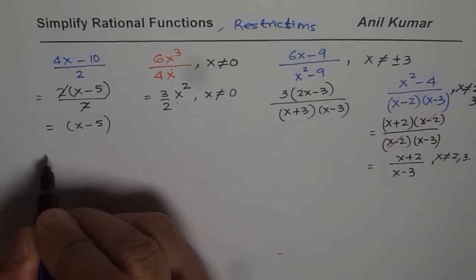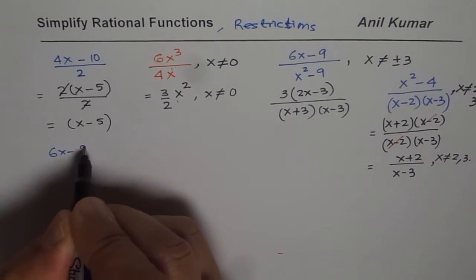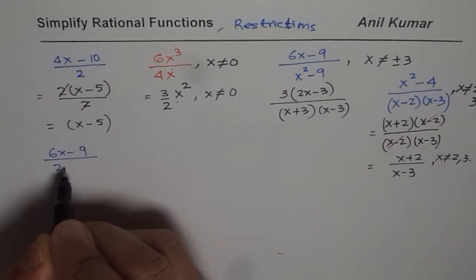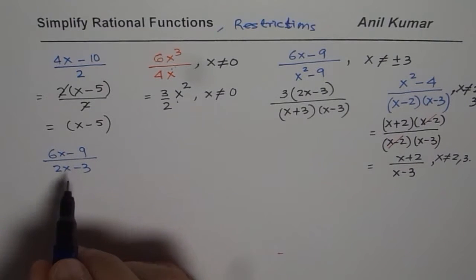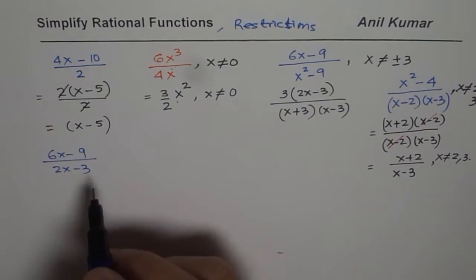So let us say I have a function here which is 6x minus 9, and I'm giving you one which can be simplified, right? 2x minus 3. Then you have to write restrictions for this function and also simplify it.